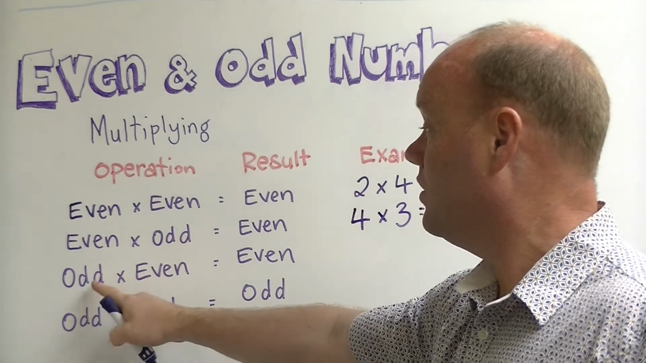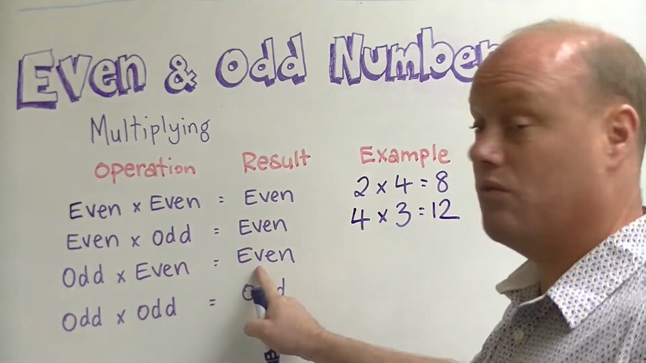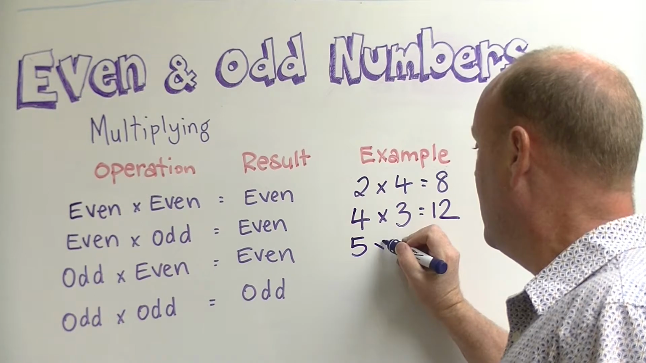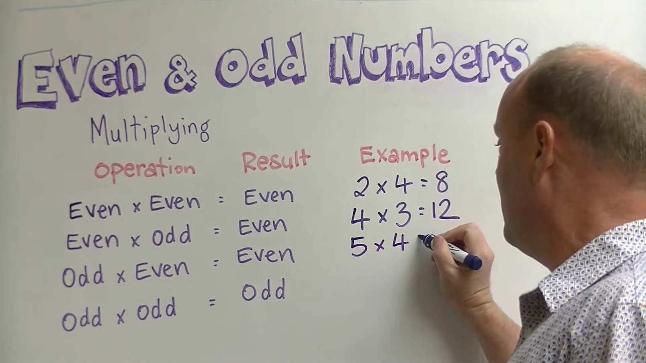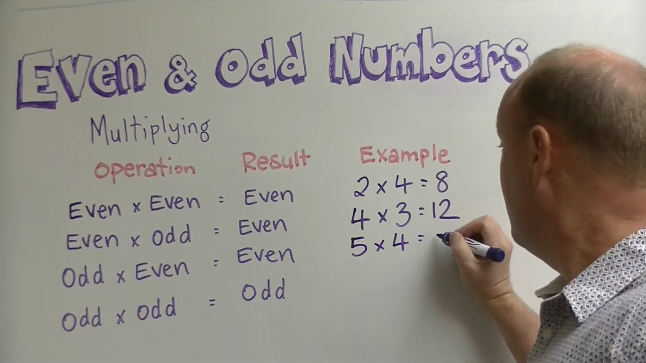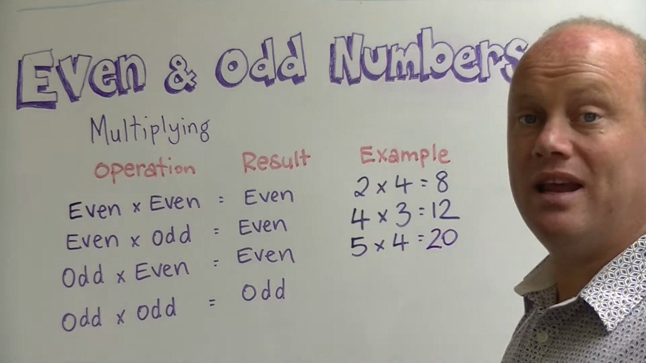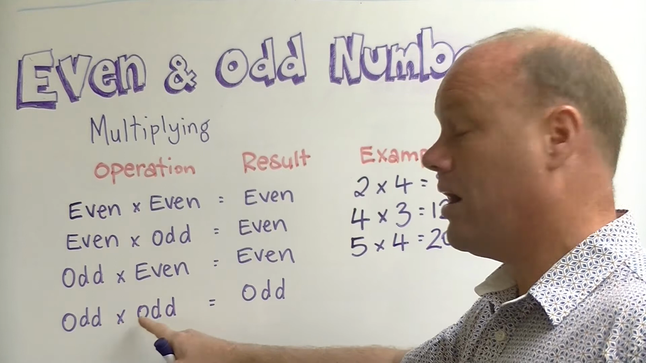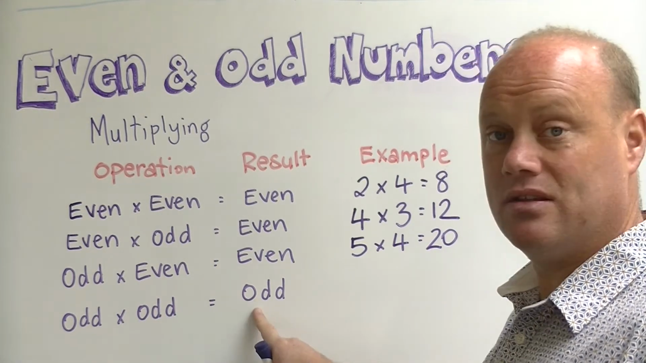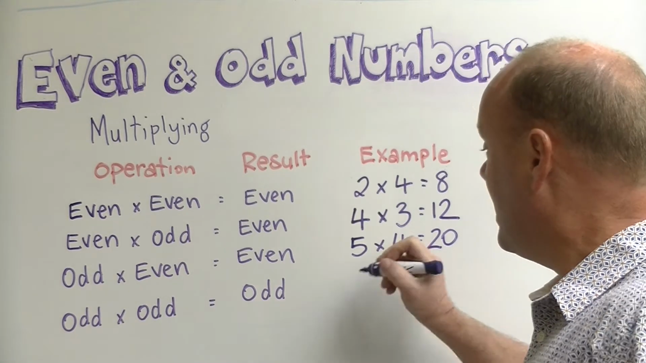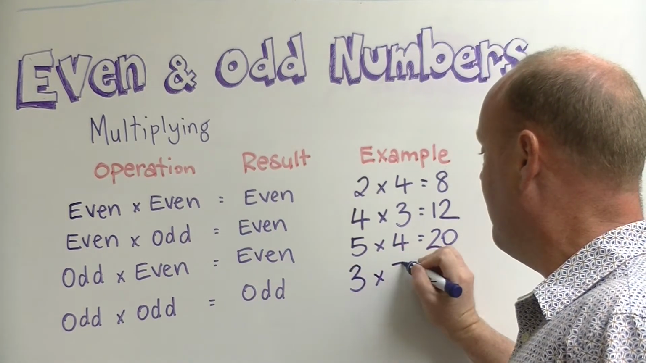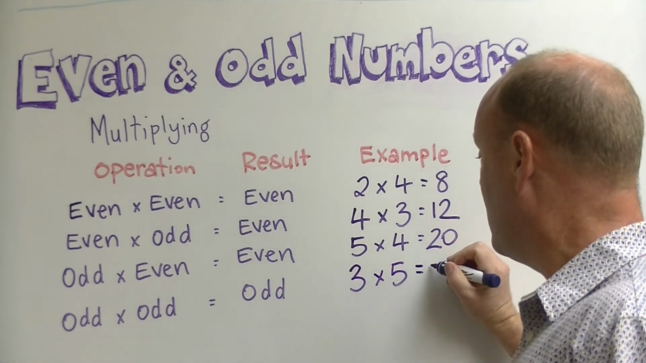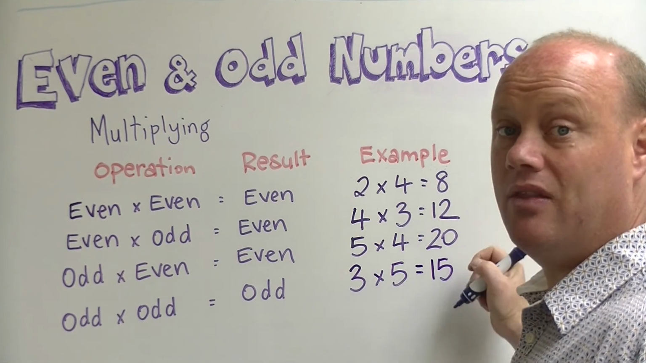Similarly, if I multiply an odd by an even number, the answer again will always be even. For example, 5 is odd, and 4 is an even number, and 5 multiplied by 4 is 20, which is also an even number. And finally, if I multiply an odd number by an odd number, here the answer will always be odd. For example, 3 multiplied by 5 is an odd number multiplied by an odd number, which will always result in an odd number, in this case 15.